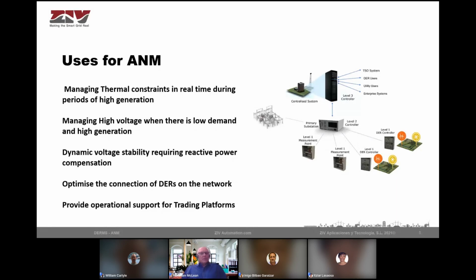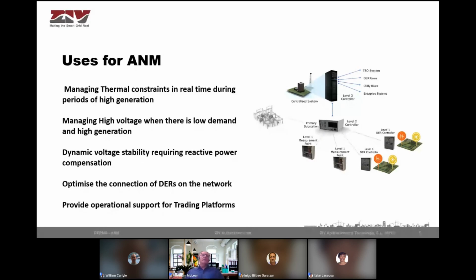The other important requirement for ANM is that the ANM system provides the operational support for trading platforms. More and more of the generators are now on flexible agreements where they're paid for the amount of generation or energy that they provide. And we've got to find a way in which we can manage this trading of generation. The trading platform needs a tool to be able to identify what generation is available over the next day or week or whatever it is that you're looking at.